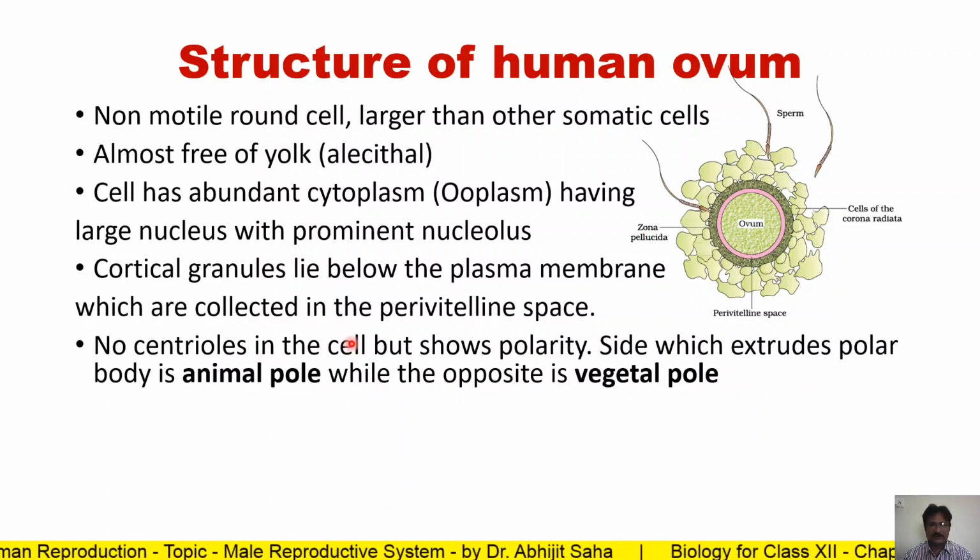There are no centrioles in the cell, but still it shows some polarity. How this polarity? The side which extrudes the polar body is called the animal pole, and opposite to that is called the vegetal pole.